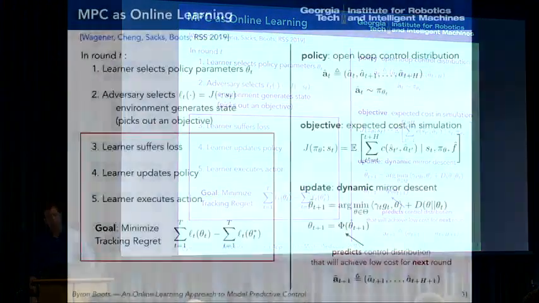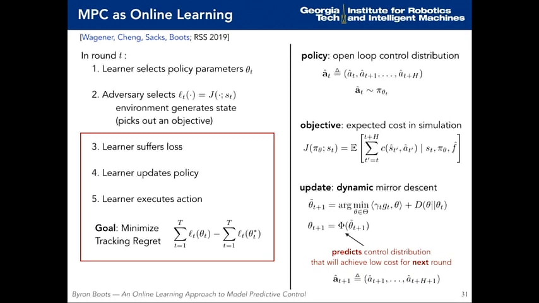And then the second step of dynamic mirror descent comes in, which is the dynamic part. This uses a predictive model to shift the distribution forward from time step t to time step t plus 1. And then the online learning algorithm will move to the next round, which plays the open loop control distribution together with the next state, updates the policy with dynamic mirror descent, and then keeps repeating.